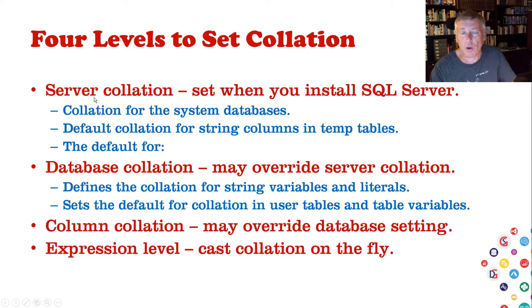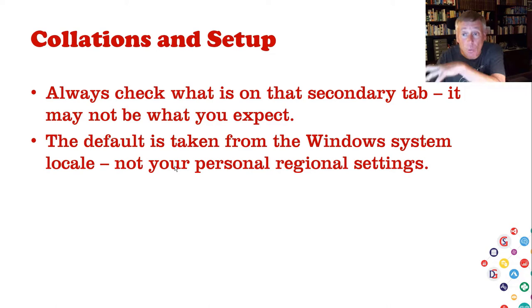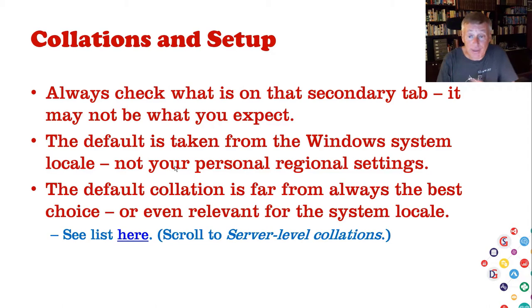However, I'd like to point out one thing about when you run the setup wizard and you arrive at this page called server configuration. Here, the collation choice is tucked away on a secondary tab, so the default will not be splashed into your eyes. But always, please go and look at that page, because the default may not be what you expect. The default is taken from your Windows system locale, not your personal regional settings. And even if you trust that you have the right Windows system locale, the default collation is far from always the best choice, or even relevant for your system locale.